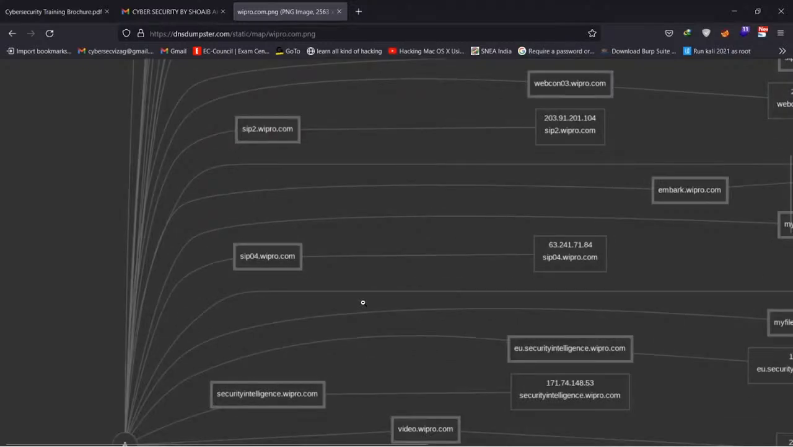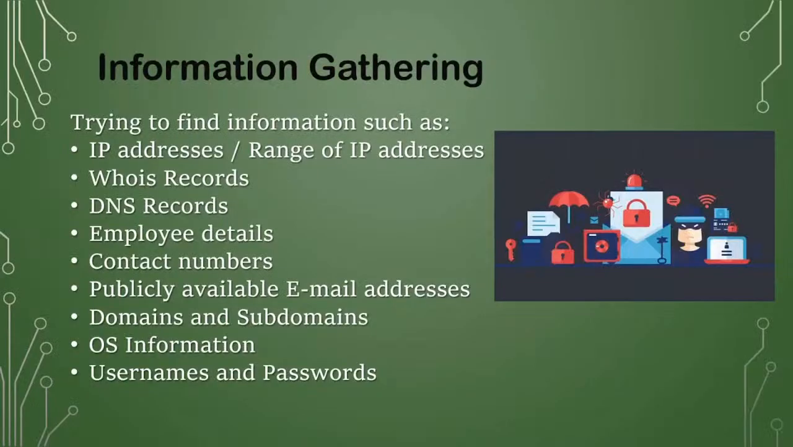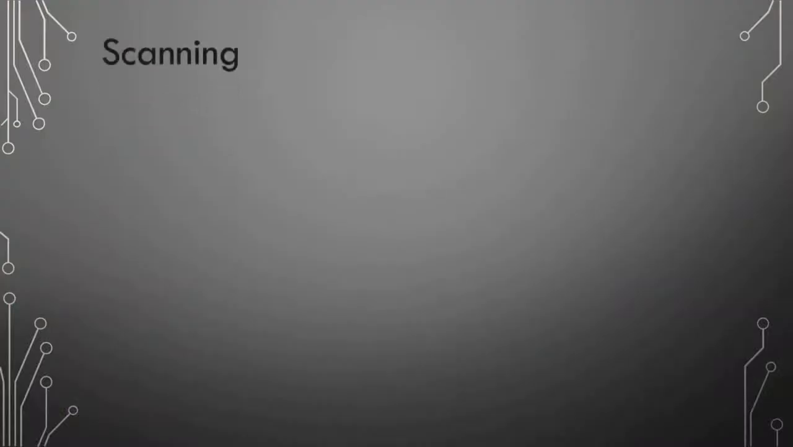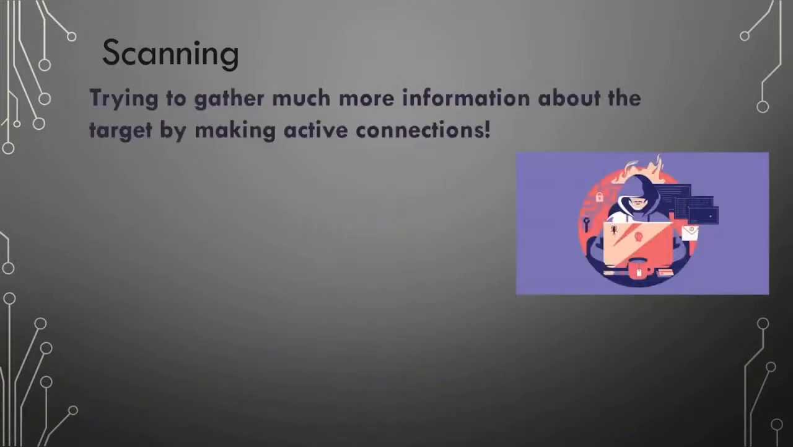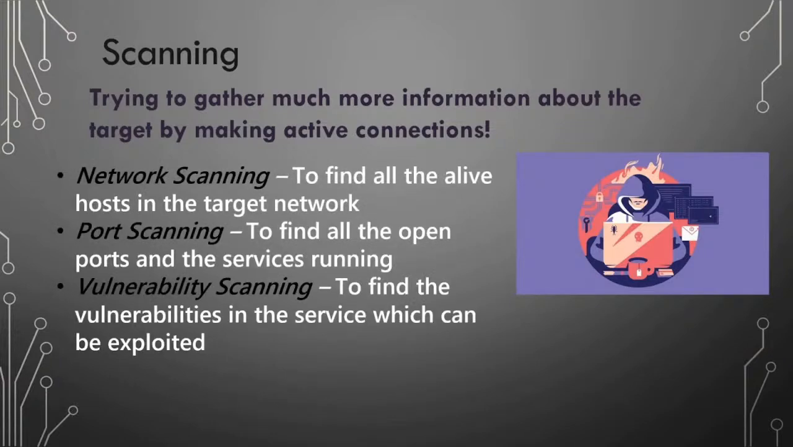After you gather information like this about a target organization, we go to the scanning phase. Scanning is where we get some extra information by directly contacting the servers, making active connections with the direct target. In this phase we'll be using 3 types of scanning: network scanning, port scanning, and vulnerability scanning.